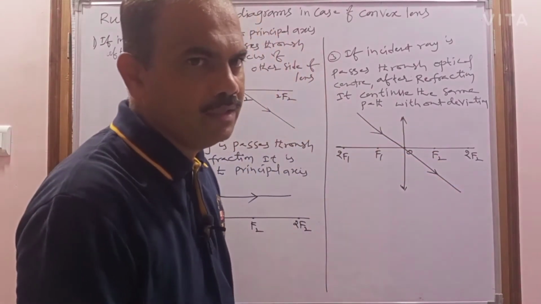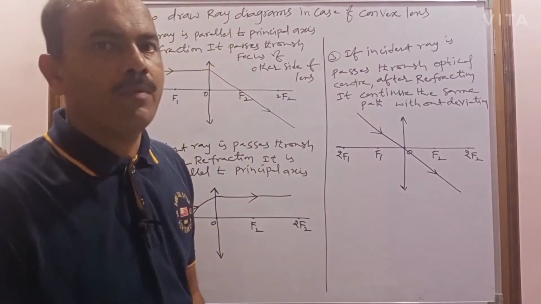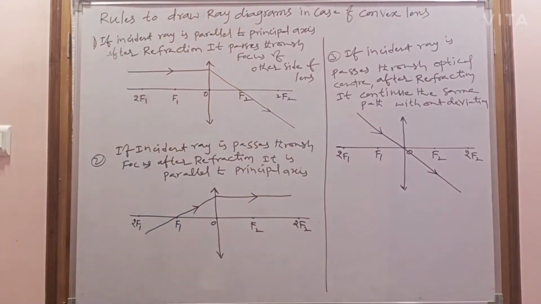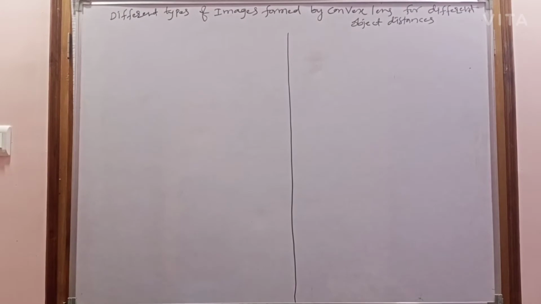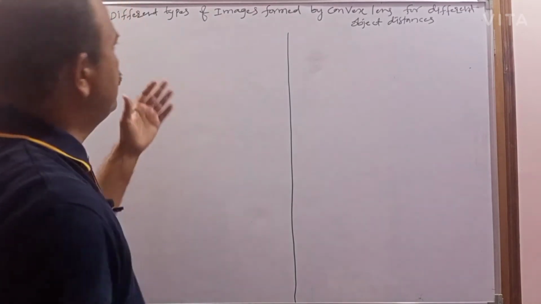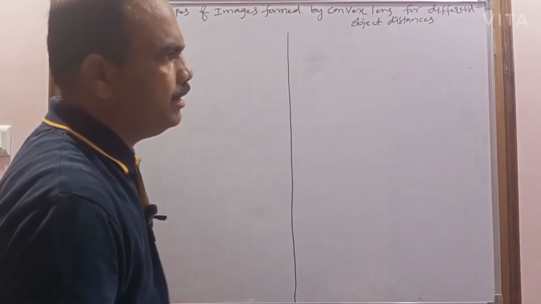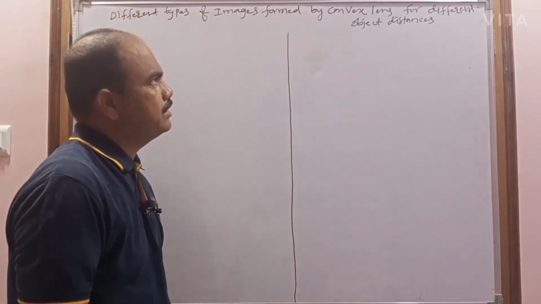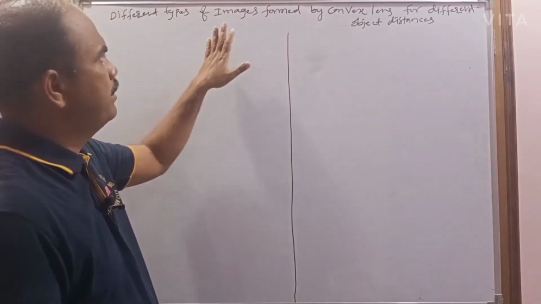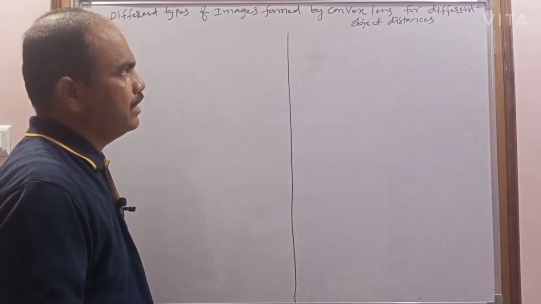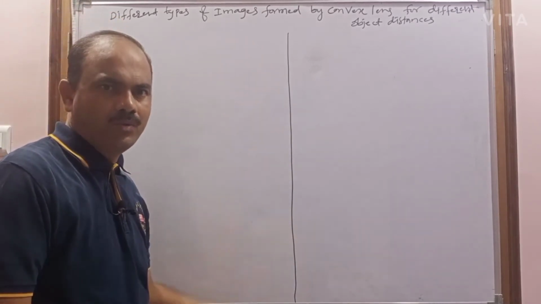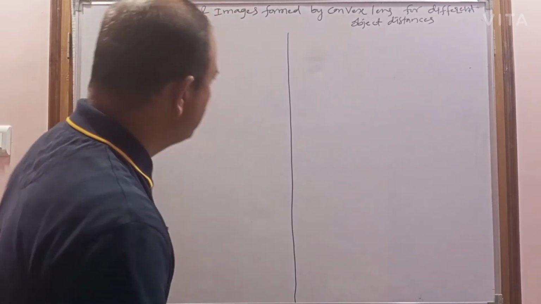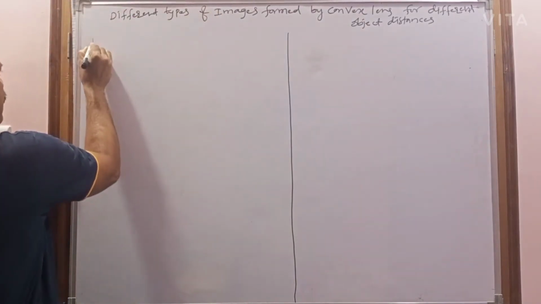So after that, the different types of image formed by the convex lens. Now coming to the different types of image formed by the convex lens for different object distances. Next I am going to draw the diagrams of the different types of image formed by the convex lens using the rules.